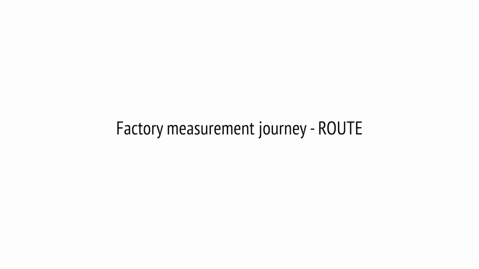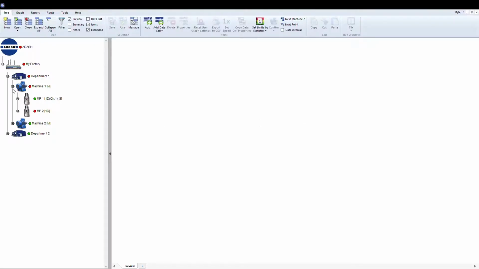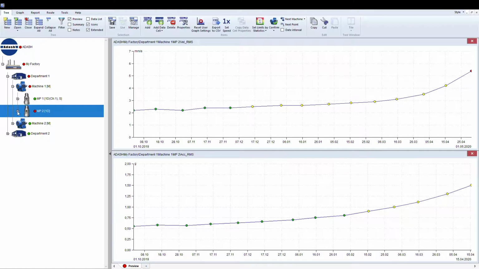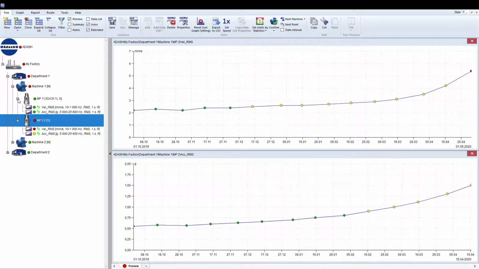How to create a factory measurement journey? Let's give it a different name. The route. Why? For the beginning of our predictive maintenance program, we will use 2 measurement types per measurement point, as agreed. See item 1 on the picture from our DDS software. These are velocity in millimeters per second and acceleration in g measurements. These 2 data cells lay under the measurement point, item 2 on the picture.